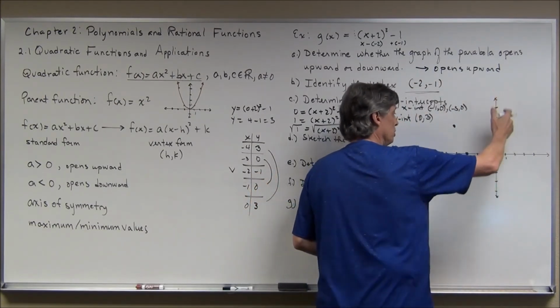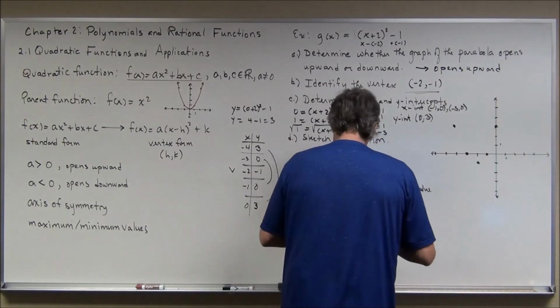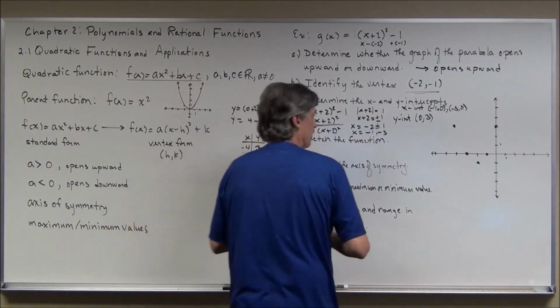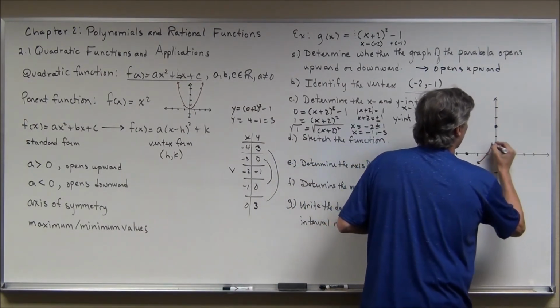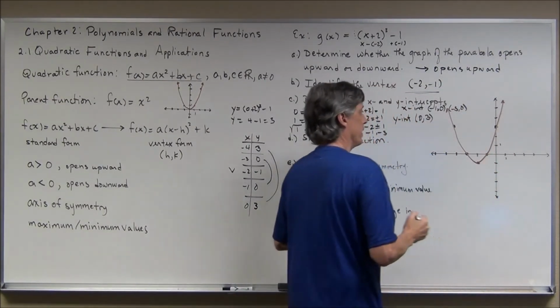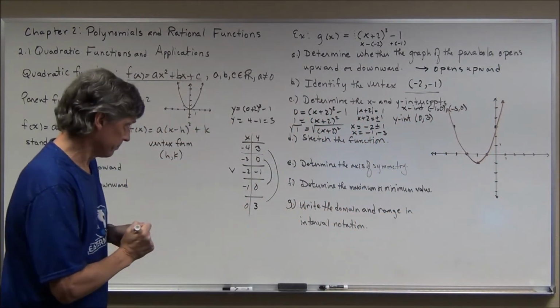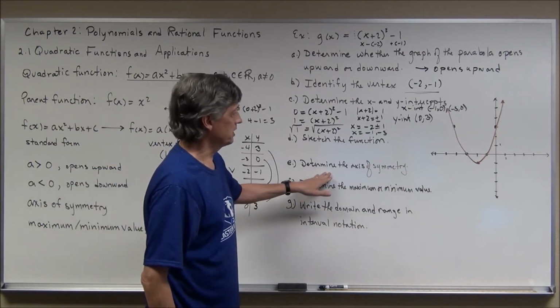You can see the U shape of the graph. You can see it's opening upward just like we expected. So I will graph this in a different color here if I can, and try to be neat. Use graph paper. And I get a graph that looks something like that. So there's my sketch. Now I want to know what the axis of symmetry is.